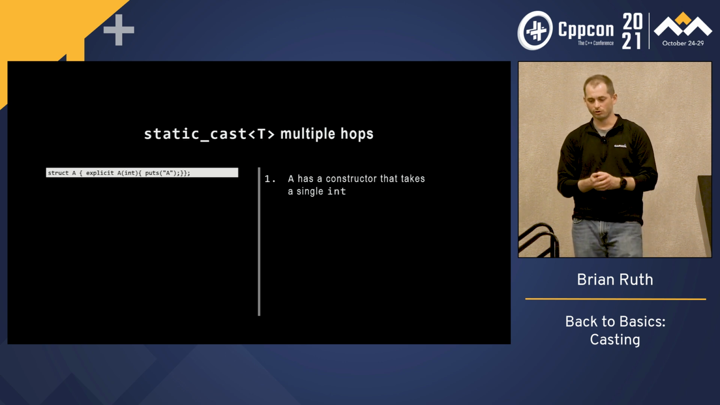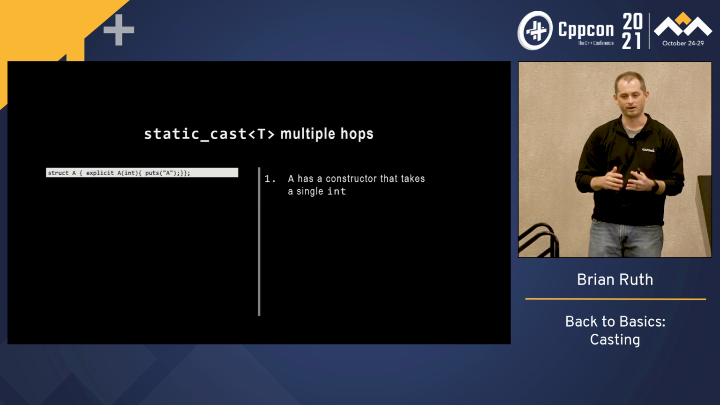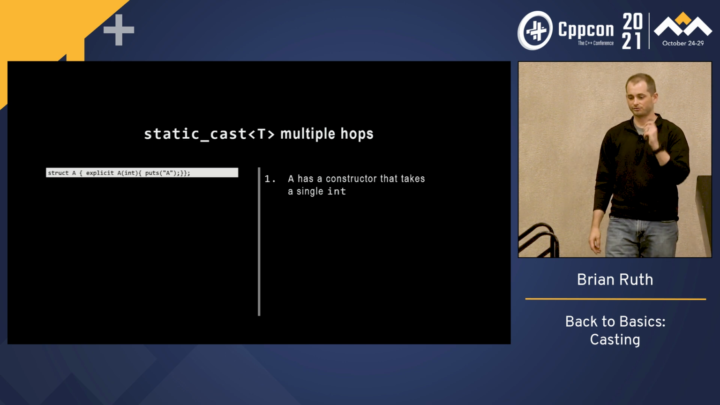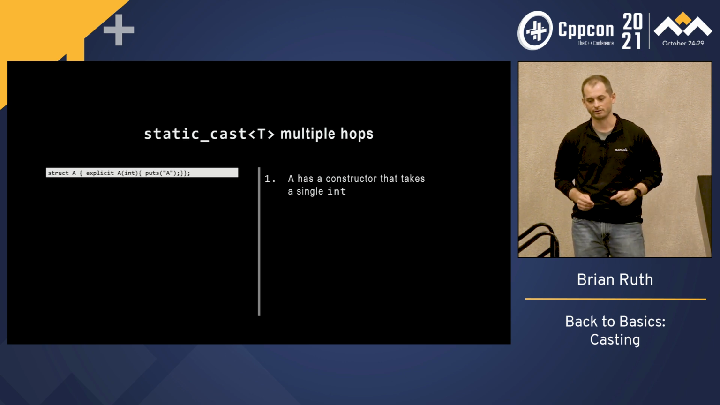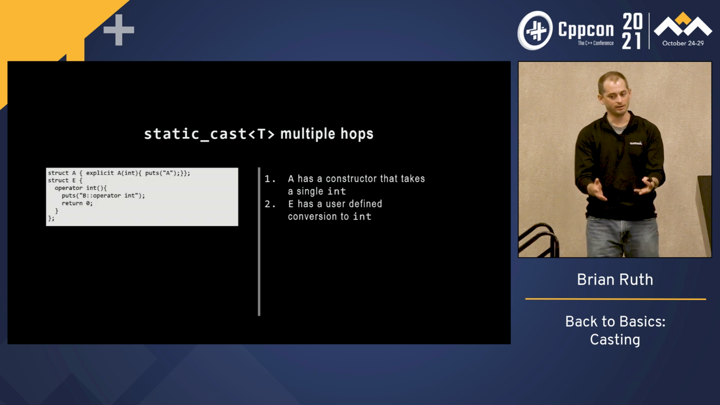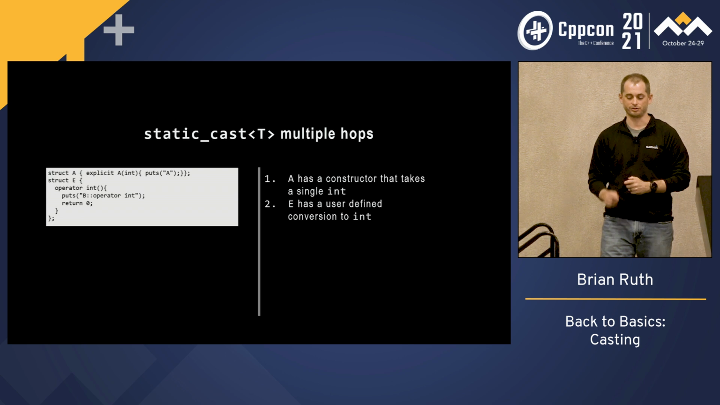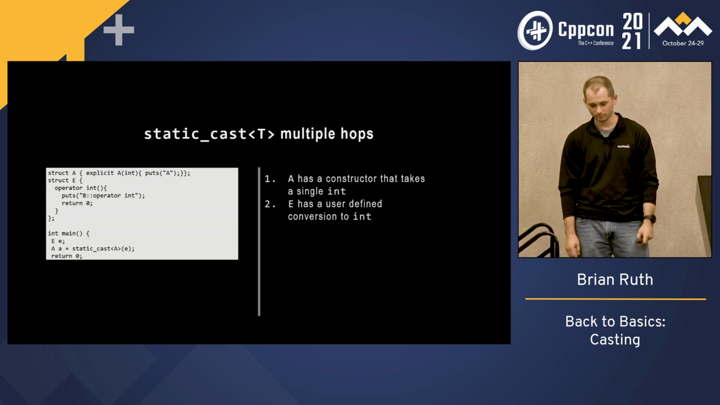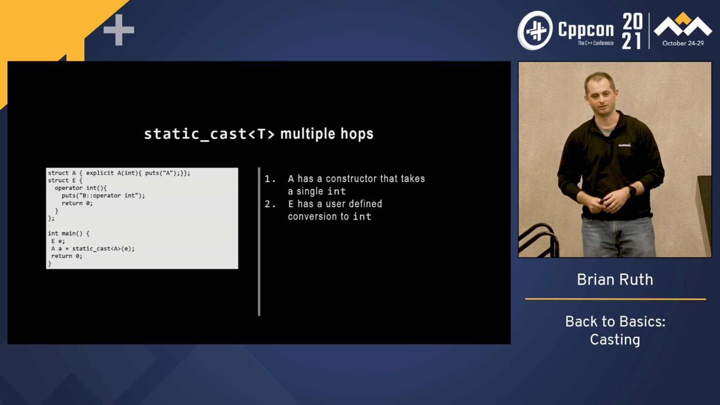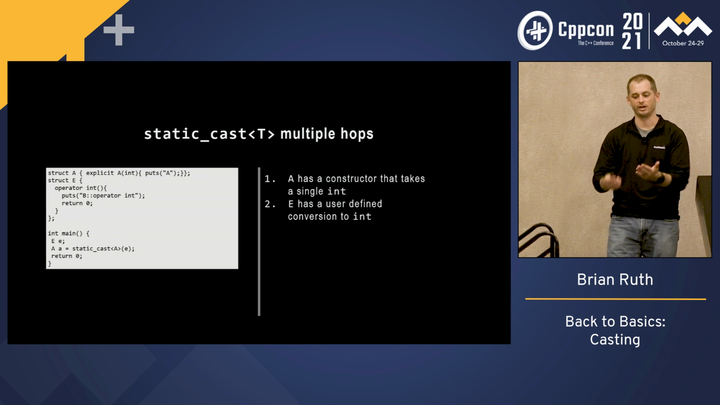So what do I mean by finding a way? How does static cast navigate? So here we've got a struct A that has an explicit constructor that takes an int. And we've got a struct E that has a user-defined conversion to an int. And in our main function, we have an E, and we want to static cast to an A. So what ends up happening? How do we navigate this?